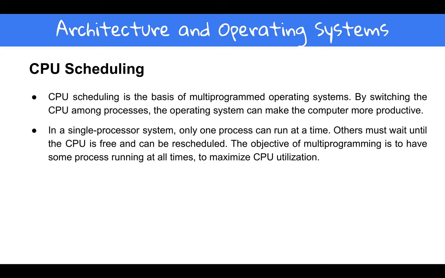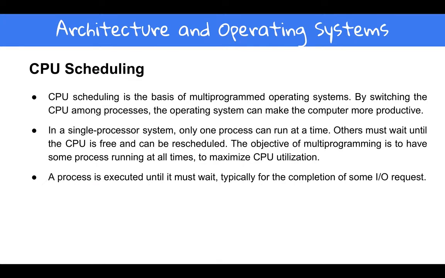The objective of multiprogramming is to have some process running at all times to maximize CPU utilization. It means that at each time, the CPU can run only one process and others should go to the wait queue in different ways using different algorithms. But we want to keep the CPU busy. We don't want to have an idle CPU because it's not good in terms of efficiency of the machine. A process is executed until it must wait, typically for the completion of some input-output request.